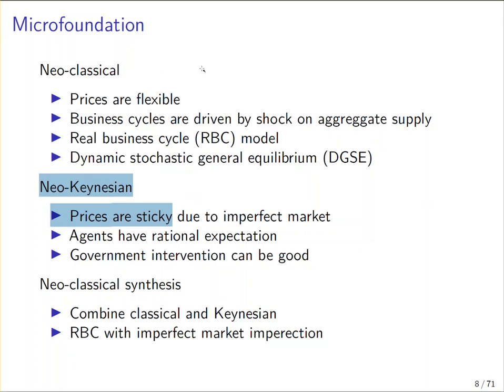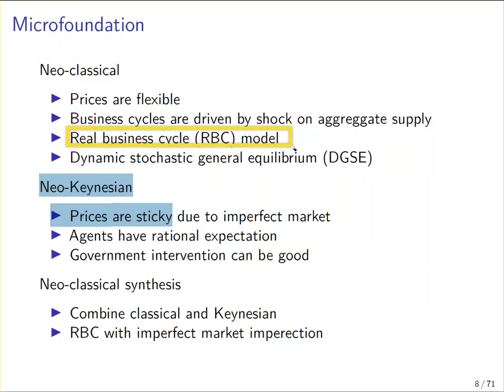As you can see, there's a neoclassical model and a neo-Keynesian model, and the main difference is whether prices are flexible, or prices are sticky, right? The classical model assumes prices are flexible, and the reason you have a business cycle in the short run is because of shocks to aggregate supply. There are changes in productivity, and R&D is going as fast as we want or slower.